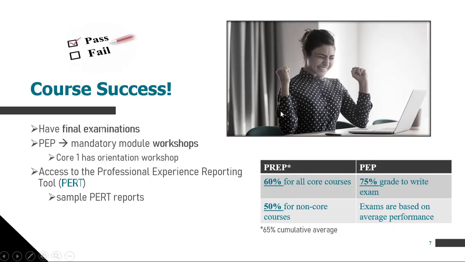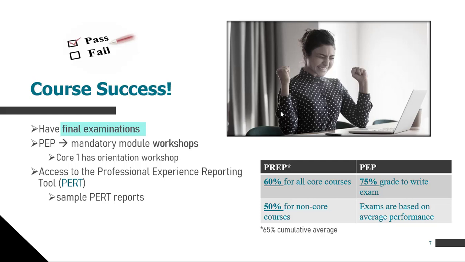To successfully pass PREP, you're required to have a 65% cumulative average, with 60% for all core courses and 50% for non-core courses. However, PEP requires the 75% average, and this is just to get to the exam. The threshold is based on practice cases and integrated problems, which are part of your weekly assignments.